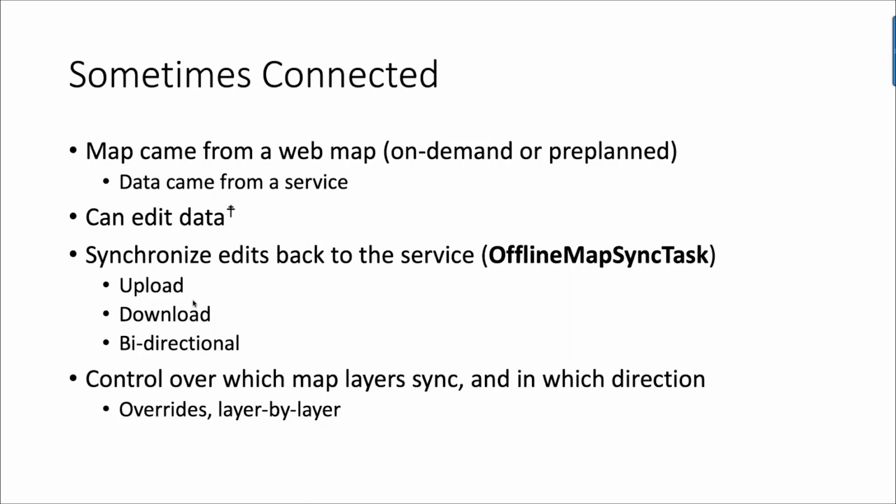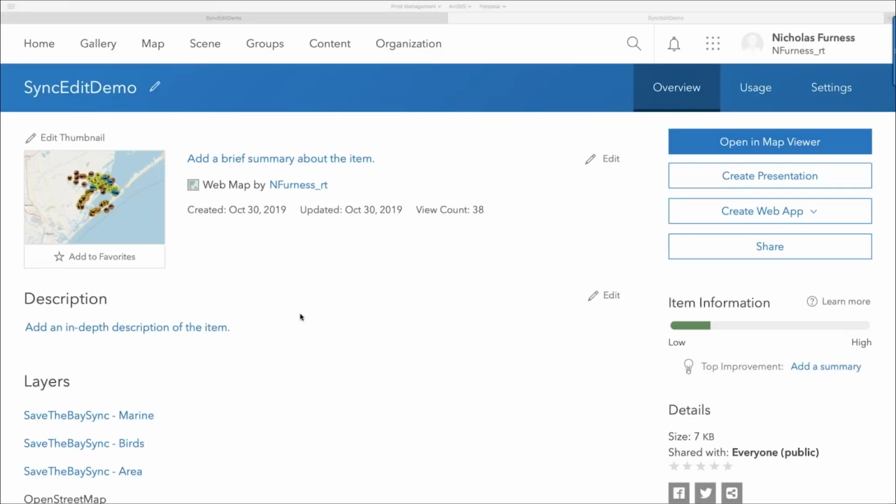So if you have a map with 20 layers in it, and you only need to synchronize one layer's edits back up to the service and get an update from 2 layers from the service, you can arrange that with these overrides. Leave all the other layers exactly as they are. And this applies to on-demand and pre-planned. So let's jump into a quick sync edit demo and see synchronization at work.